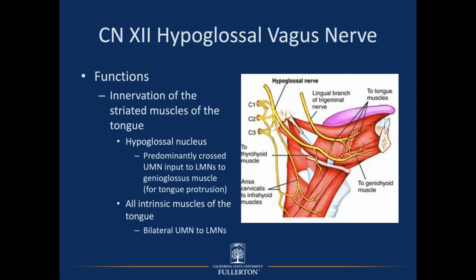Okay, now coming to this one. This is kind of important in a way, just in terms of understanding the system. The hypoglossal nucleus is important, and it's predominantly crossed upper motor neurons that come into it. But there's a lot of bilaterality too, and it breaks down into this. All the intrinsic muscles, except for the genioglossus, receive bilateral upper motor neuron input. The genioglossus receives predominantly crossed upper motor neuron input.